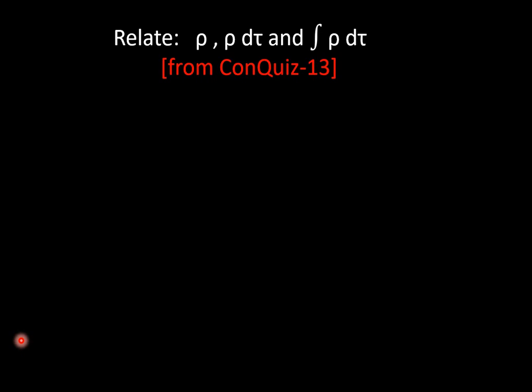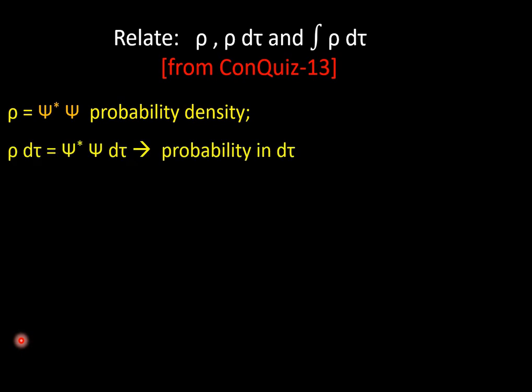We'll start from something continuing from ConQuiz 13. The question was to relate rho d tau and rho d tau integration. As we discussed, rho is the probability density, psi star psi or mod psi square, and rho d tau is the probability in d tau.